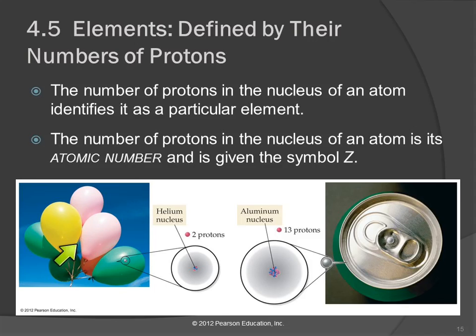If we look at helium, these are helium balloons, lots of helium atoms. Each of those atoms has 2 protons in its nucleus. Every single helium atom has 2 protons, no exceptions. If it has a different number of protons, it's a different element, and it has different properties. Here's the top of an aluminum can. It's made out of aluminum. Aluminum's an element. So the top of this can is aluminum atoms. And each aluminum atom has 13 protons in its nucleus. No exceptions.